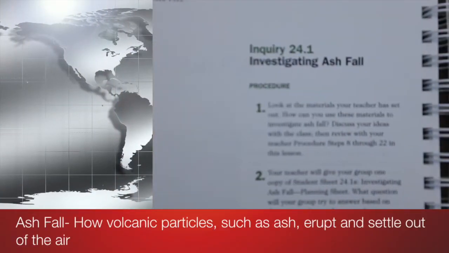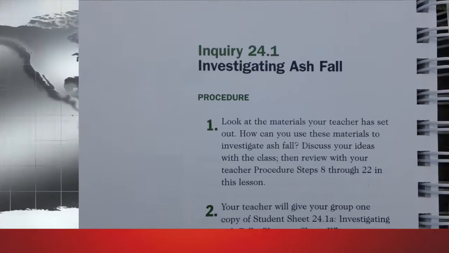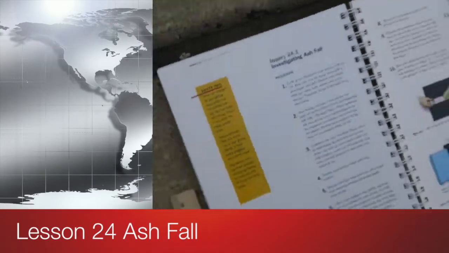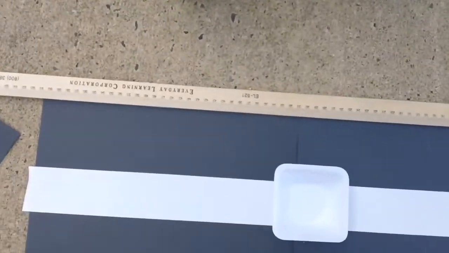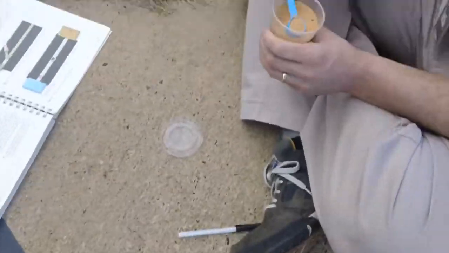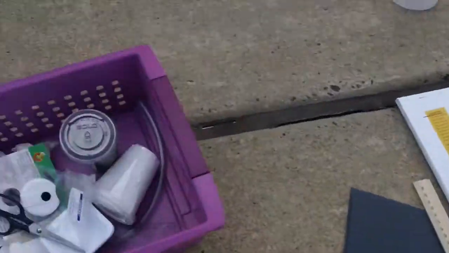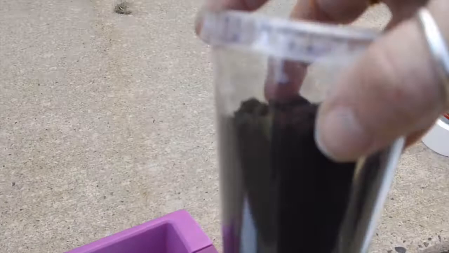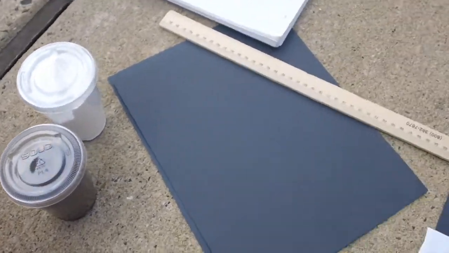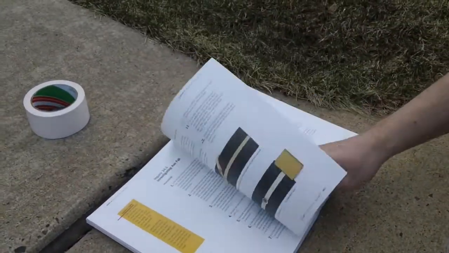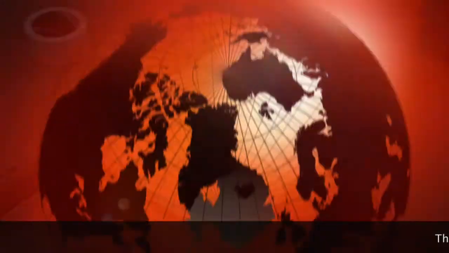Today we'll be modeling the Investigating Ash Fall, Inquiry 24.1. We have all the materials listed, already set up for you. We'll be modeling with sand, soil, and cornstarch. All of these will be different particles that would come out of a volcanic eruption. We're going to measure how far they fall and see what the different results will be.